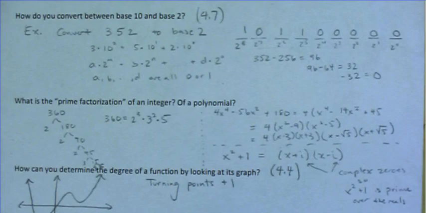Alright, the next problem is, how do you convert between base 10 and base 2? You may be asked to go from base 2 back to base 10, but the process is still the same. Just a reminder of why we have these different bases: 352 can be written as a polynomial. It can be written as 3 times 10 squared plus 5 times 10 to the first plus 2 times 10 to the 0 power.